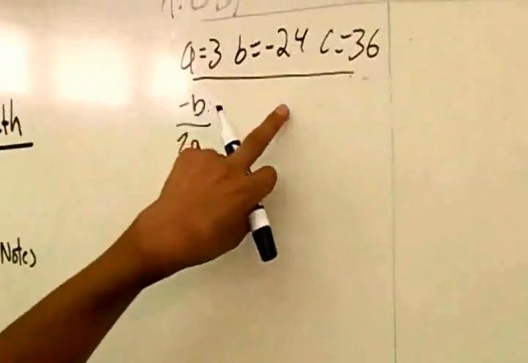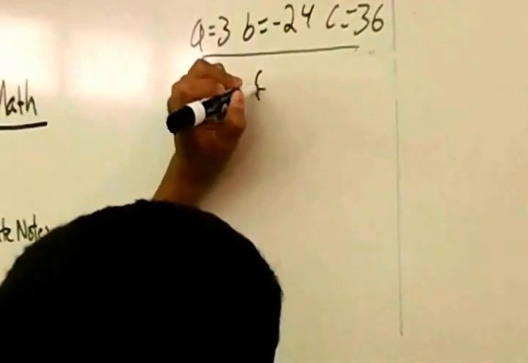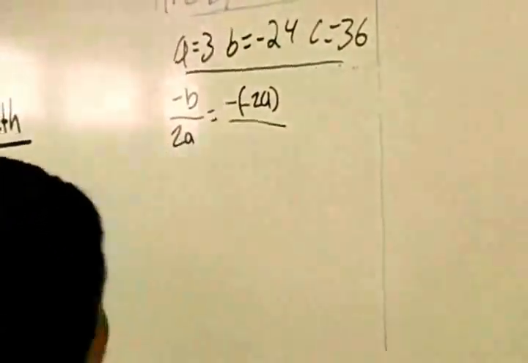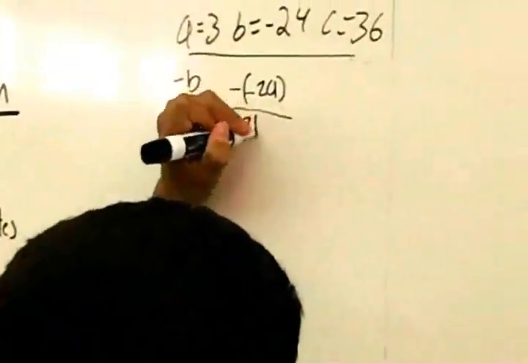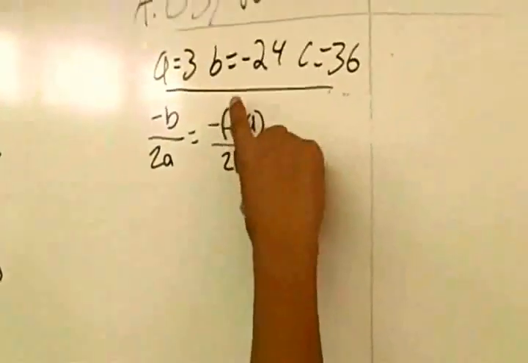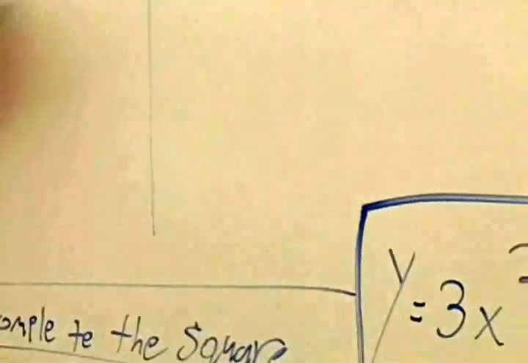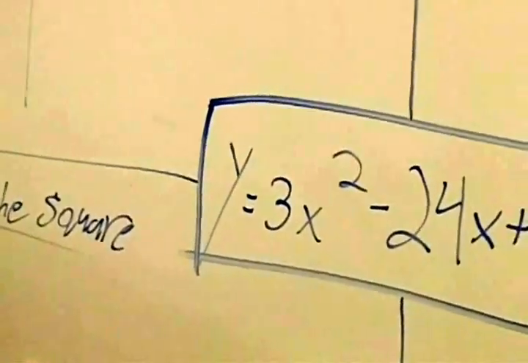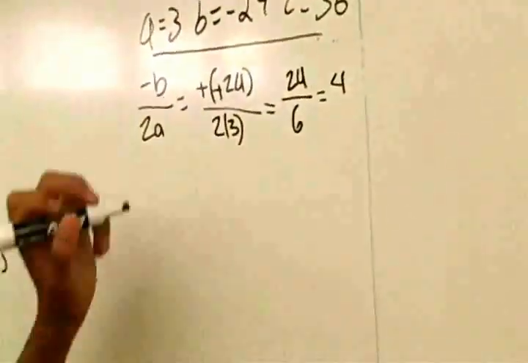Alright, so we gotta plug in the b to negative b. So that'll equal negative, and the b is negative 24. So negative parenthesis negative 24, over 2a, so 2 parenthesis 3. So then you simplify that. I messed up right there, but alright, negative times negative equals positive, so it's 24 over 2 times 3 is 6. You can simplify that, so then it gets to 4. So our AOS equals 4.